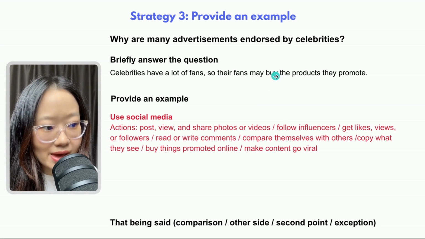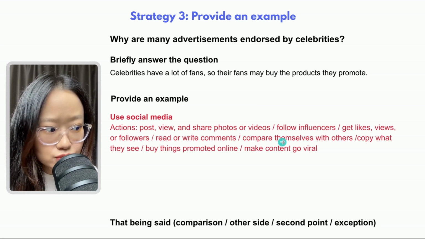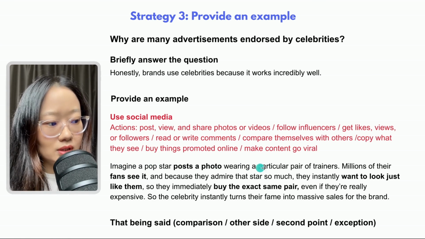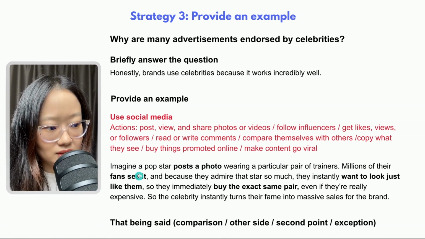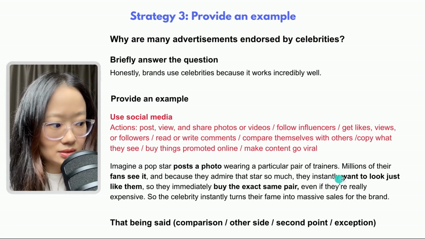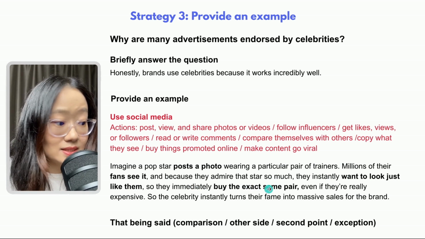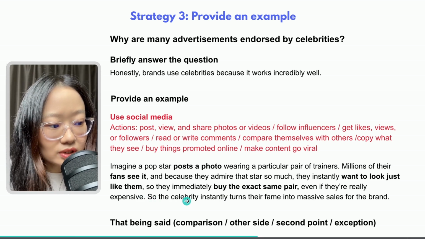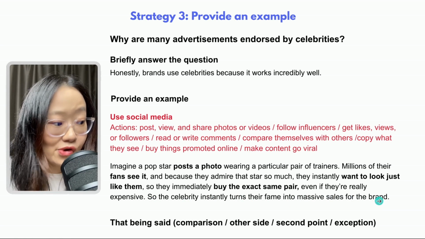But what if we add social media into our answer and describe some of these actions? Imagine a pop star posts a photo wearing a particular pair of trainers. Millions of their fans see it, and because they admire that star so much, they instantly want to look just like them. So they immediately buy the exact same pair even if they are really expensive. So the celebrity instantly turns their fame into massive sales for the brand.